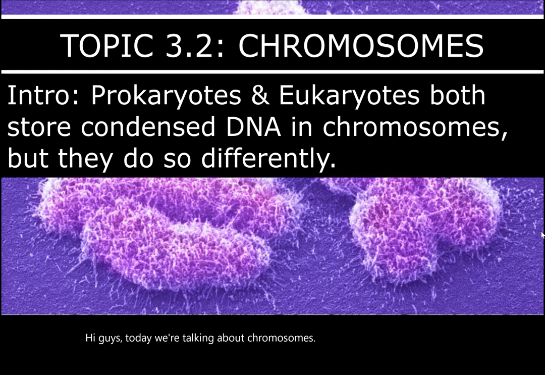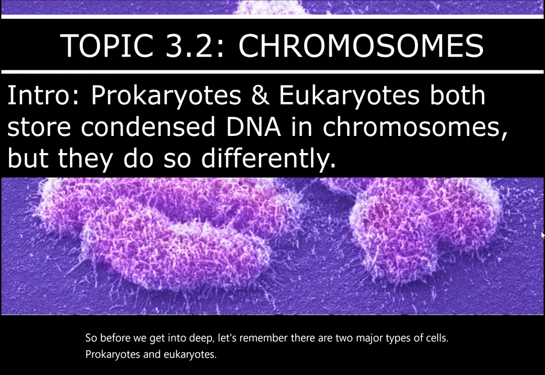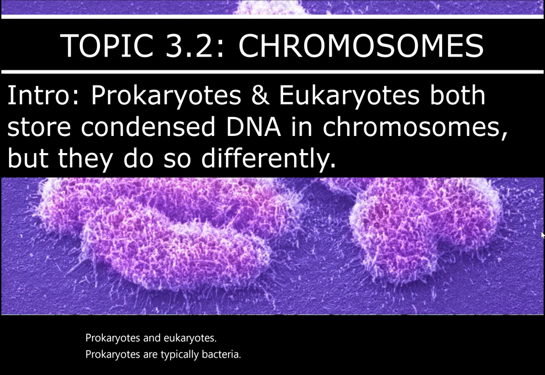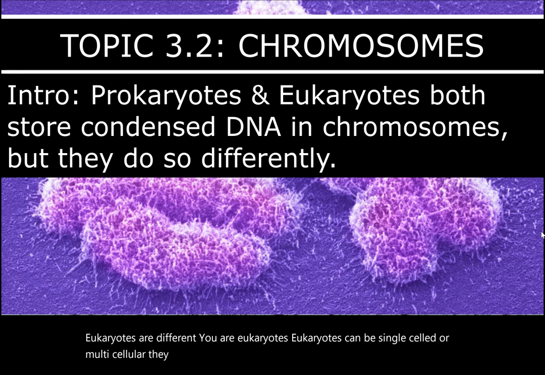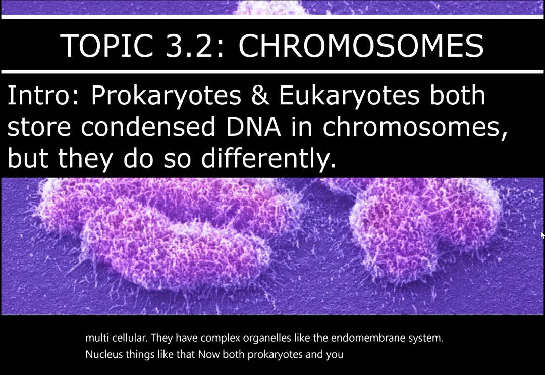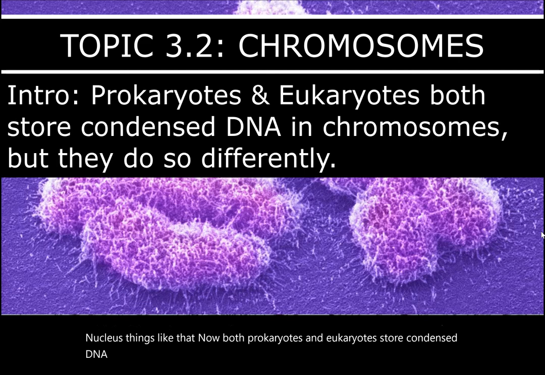So before we get in too deep, let's remember there are two major types of cells, prokaryotes and eukaryotes. Prokaryotes are typically bacteria. They're single-celled. They don't have a lot of organelles. They have some, but no nucleus, right? Eukaryotes are different. You are a eukaryote. Eukaryotes can be single-celled or multicellular. They have complex organelles like the endomembrane system, nucleus, things like that. Now, both prokaryotes and eukaryotes store condensed DNA in the form of chromosomes, but they do so differently, and we're going to talk about those differences today.